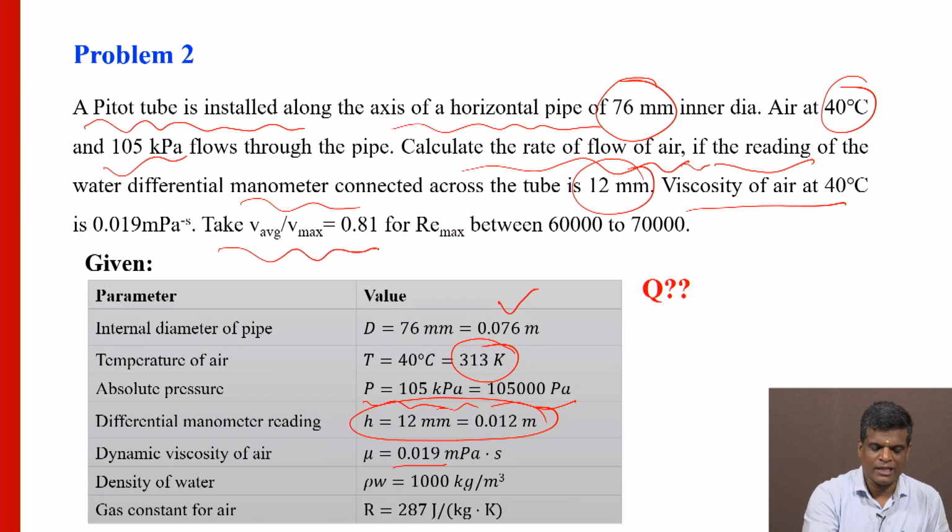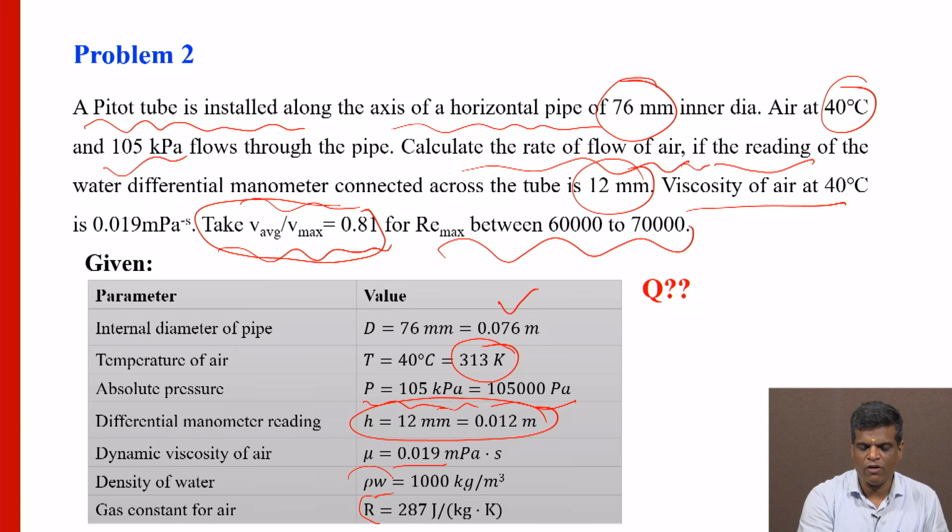Then V average by V max equals 0.81. They have already given it, because we do not need to go to the graph. If we get the Reynolds number, then we could find the average, but the problem itself gives the value of V average by V maximum, so we can use that directly. Then the gas constant and the density of water, all values are already given.